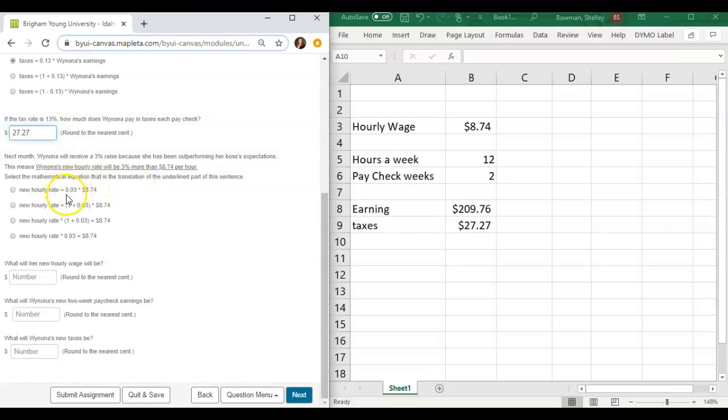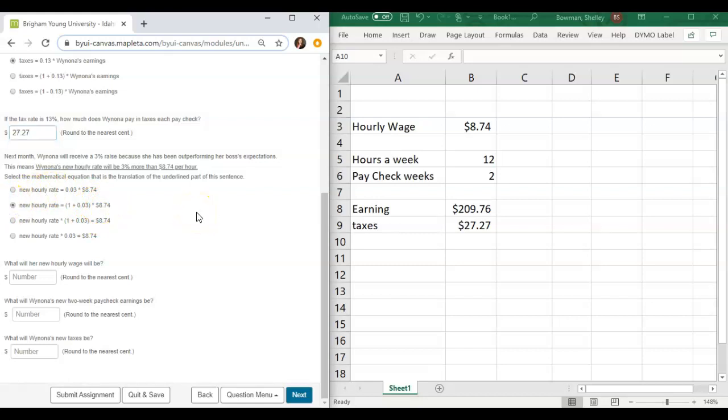So we're going to come down here. This is just 3% of her $8.75. So her new hourly rate will be, again, the will be, so we're translating. This will be just means future tense of the word is, so it's equals. So we're going to look for hourly rate equals. So the only one that fits that so far, going from left to right, are these first two. And this first one is just 3% of, and this one says 100% plus an extra 3% of what she was making. So this is our new hourly rate.